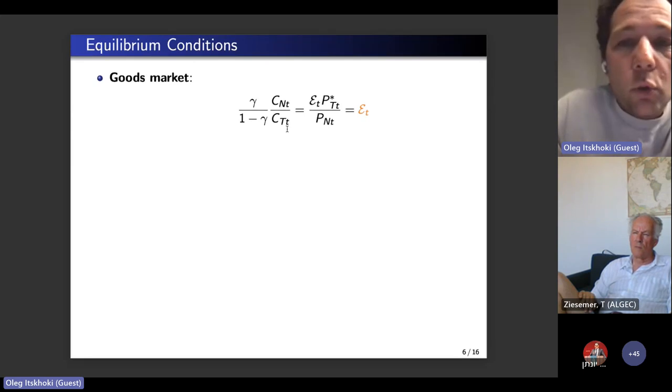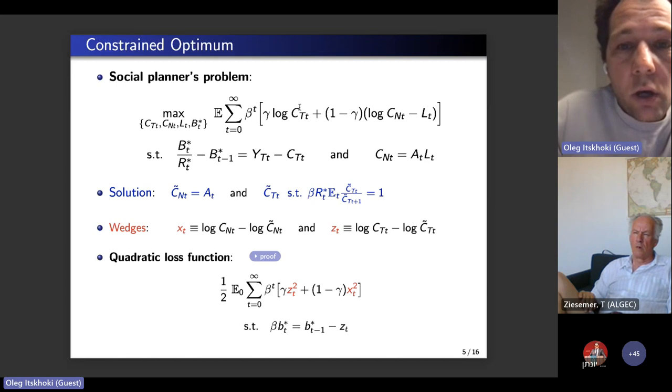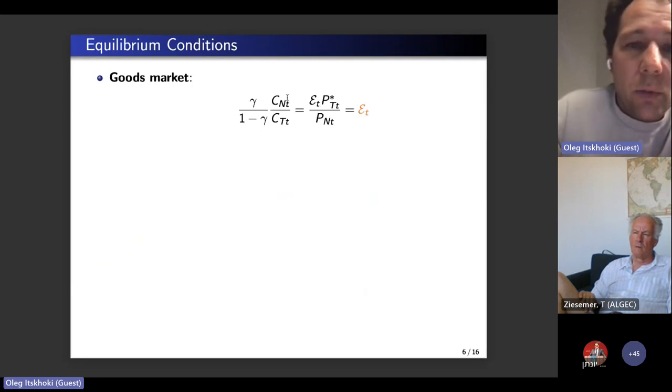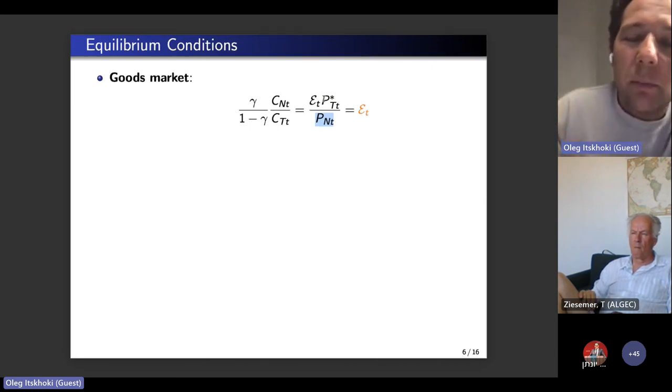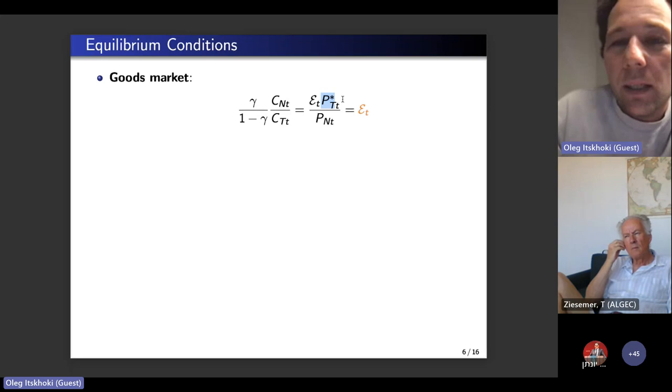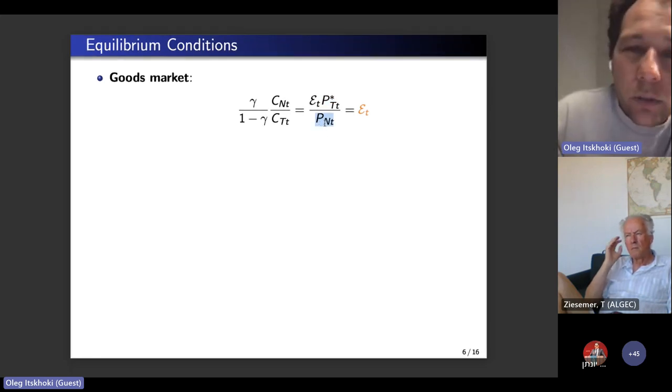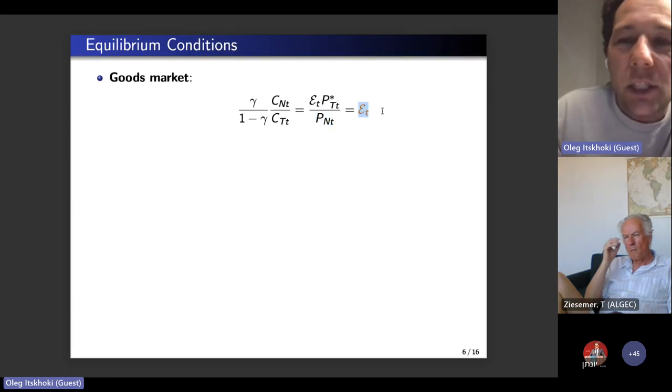So first of all, let's look at the goods market equilibrium condition. Households choose the consumption of tradables and non-tradables. This is a Cobb-Douglas utility within a period. So you will allocate expenditure between tradables and non-tradables according to the relative price. This is the price of tradables. This is the price of non-tradables. To make it very, very stark, remember we assume that this is equal to one, which we can relax, but for now we assume. And these prices are sticky at one. So these both are ones. So the relative price is just the exchange rate.